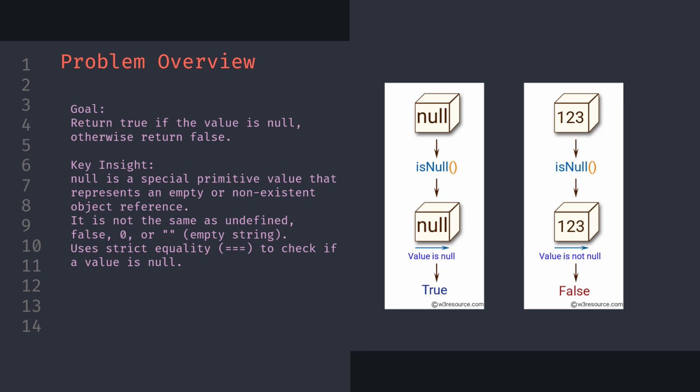Null is often confused with undefined and other falsy values like 0 and NaN. However, it is a distinct type in JavaScript that explicitly represents the intentional absence of any object value.